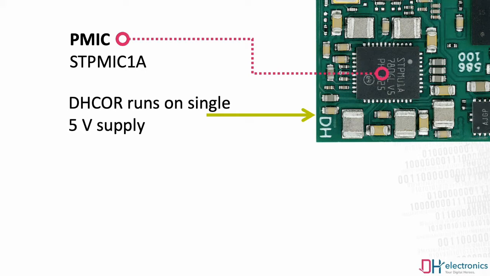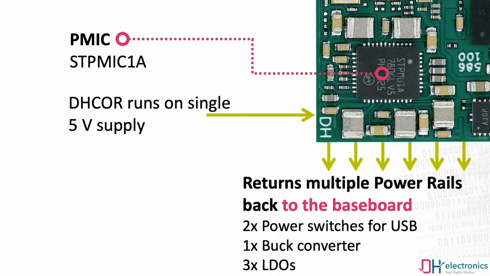But the ST PMIC is a quite powerful PMIC, and therefore we have multiple power rails which are routed back to the baseboard. So for instance, you can make use of the 2 USB power switches and use them for USB ports placed on your baseboard. Or if needed, you can also use the additional buck converter and all of the 3 LDOs to generate some voltage levels required in your specific use case.